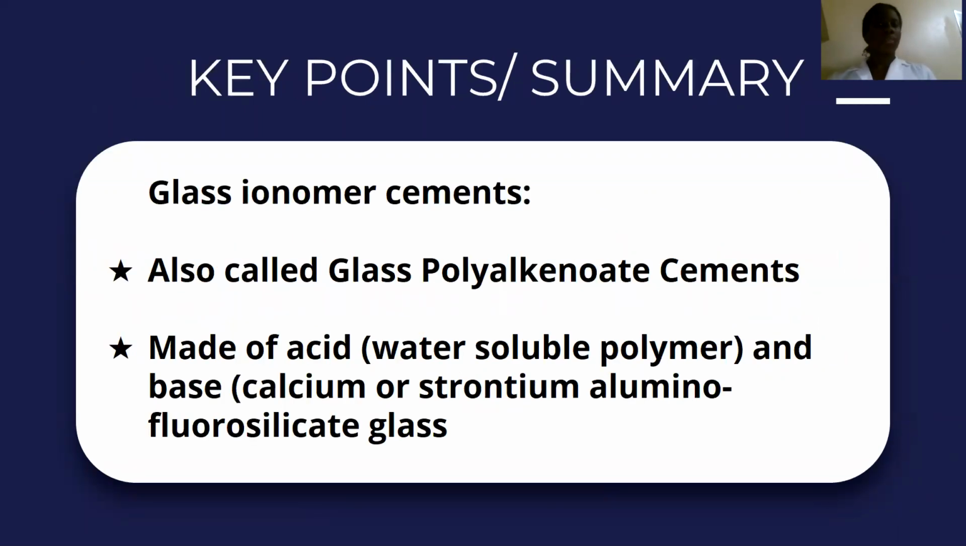Now, the key points garnered from the article are as follows. Glass ionomer cements are also called glass polyalkanoate cements. They are made up of acid and base material, and the acid is a water-soluble polymer, and the base is either calcium or strontium aluminum fluorosilicate glass.